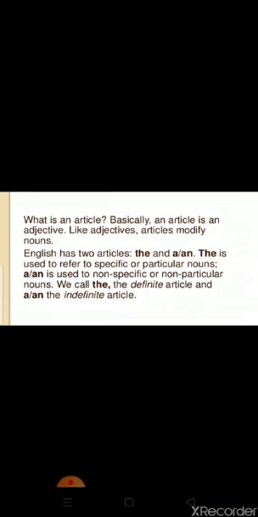So, the indefinite article is a or an. These are indefinite article. A or an is used before a noun that is common or whose identity is not known to the reader. For example, a pen, a pencil, an orange, a table. Understood? Okay.